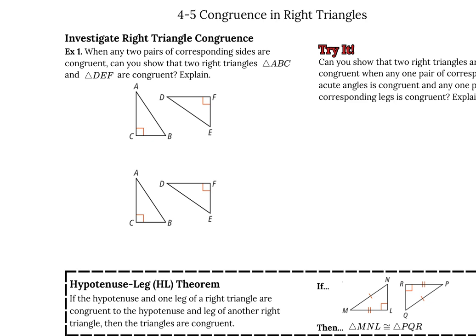So we can prove this two different ways. The first way would be if we were given a side, we know we have this 90-degree angle, and then we were given another side. So side, angle, and then another side. We could use side, angle, side.